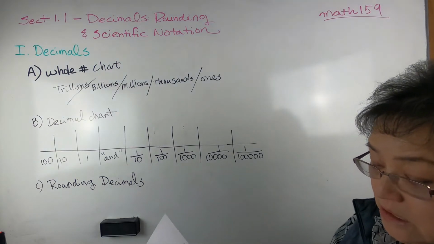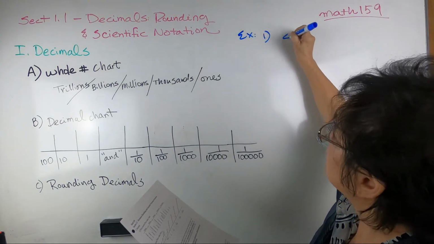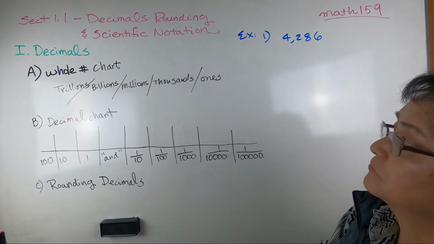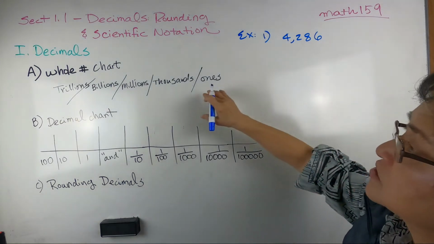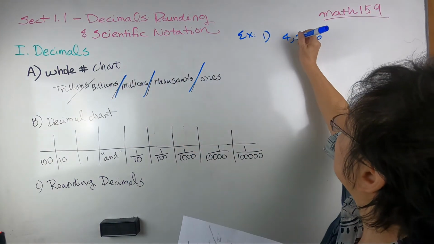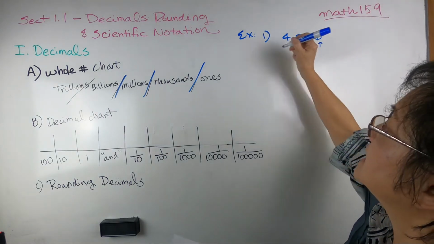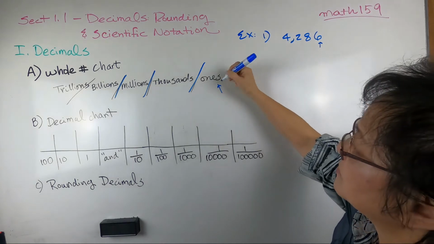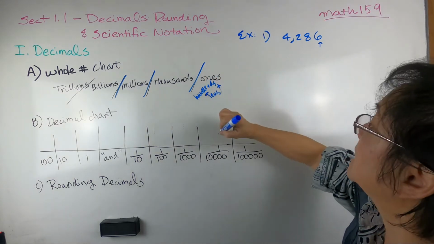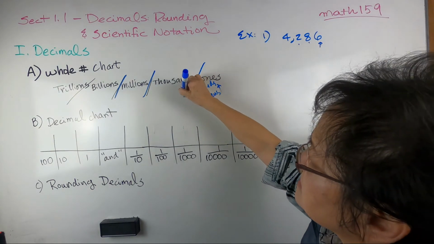So if you have a number like this, 4, 2, 8, 6, how would you say it? What kind of positions are they? For numbers, every 3 digits we have a comma, right? So those are ones. The next position would be what? On your paper you have tens and hundreds, right? Ones, tens, hundreds, and thousands, right?